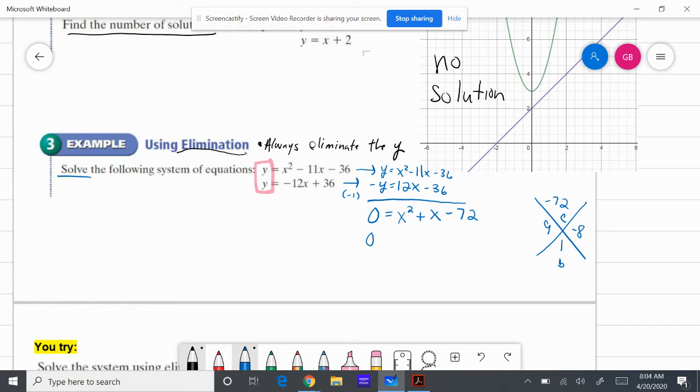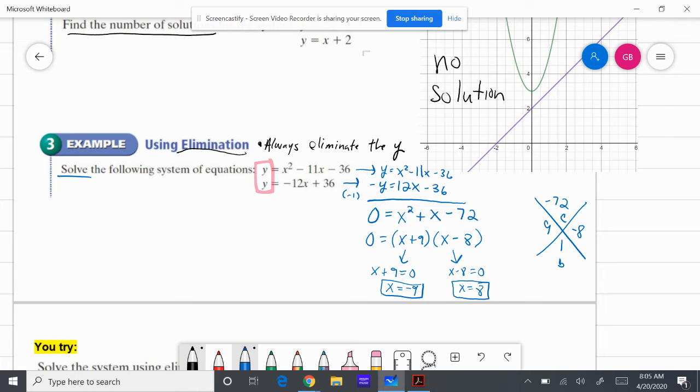So this turns into 0 equals x plus 9, x minus 8. Okay. So now what makes this equation 0? What makes the factor x plus 9 equal to 0? Negative 9. And what makes x minus 8 equal to 0? Positive 8.